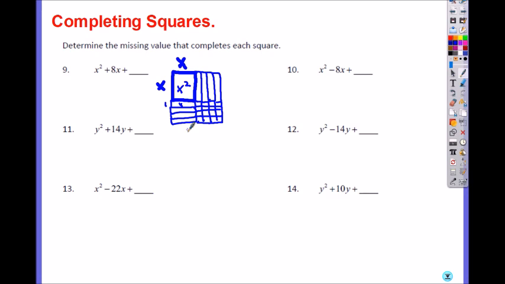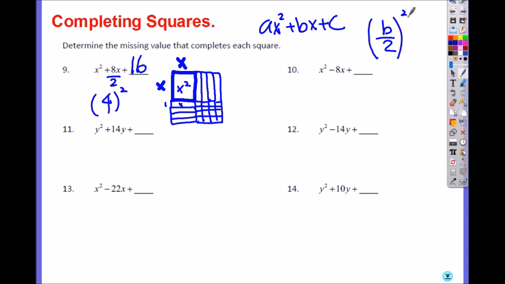So how would you go from here to here? It is always, you have x squared plus bx plus c. How do you go from b to c? It is b divided by 2, which is 4, and you square it to get 16. You see how we divide into 2 equal parts, vertically or horizontally, and square it to get 16? So it's always b over 2 squared equals c to complete this square.